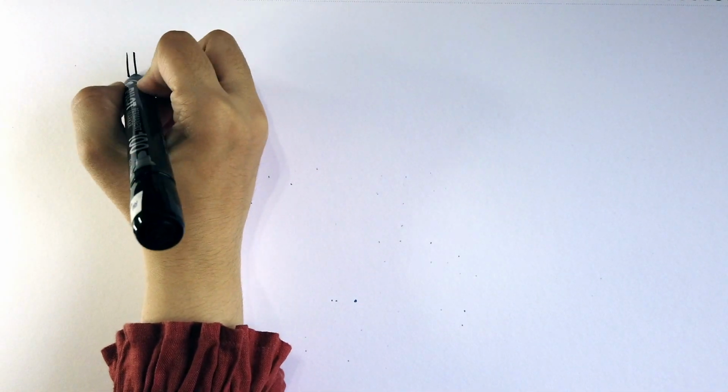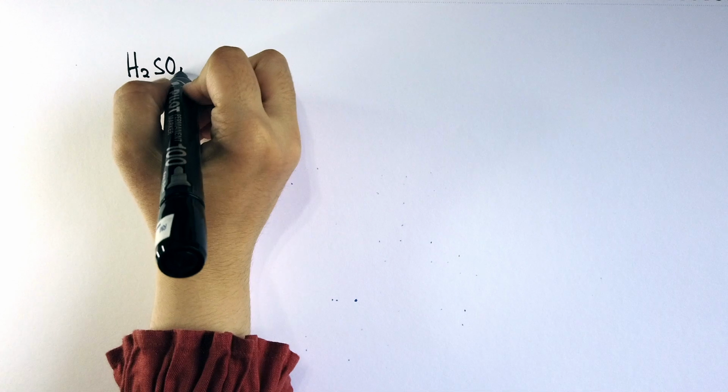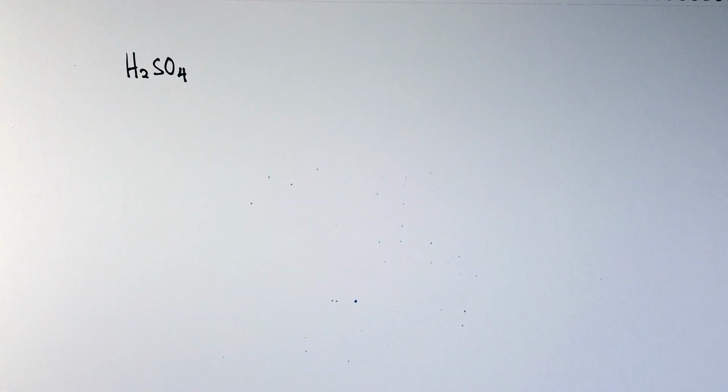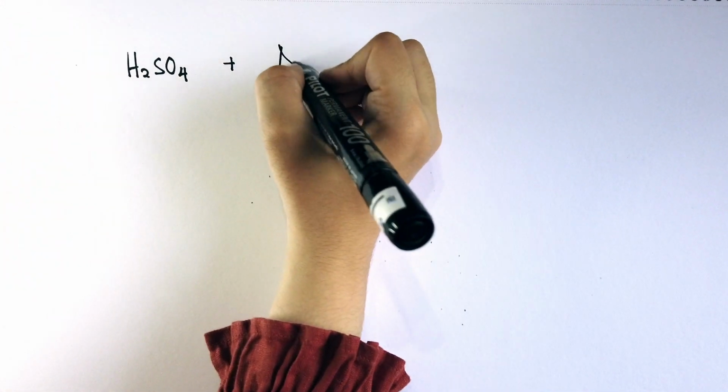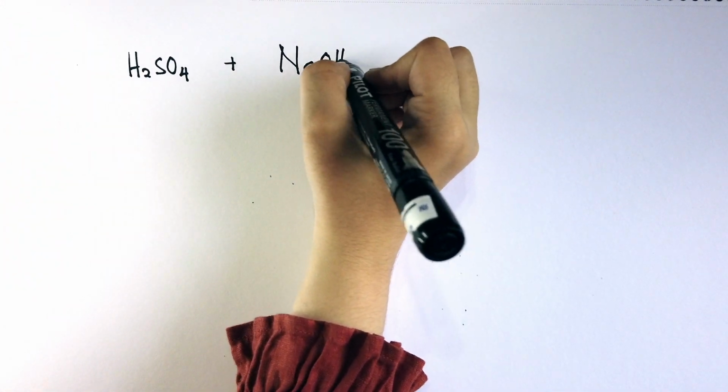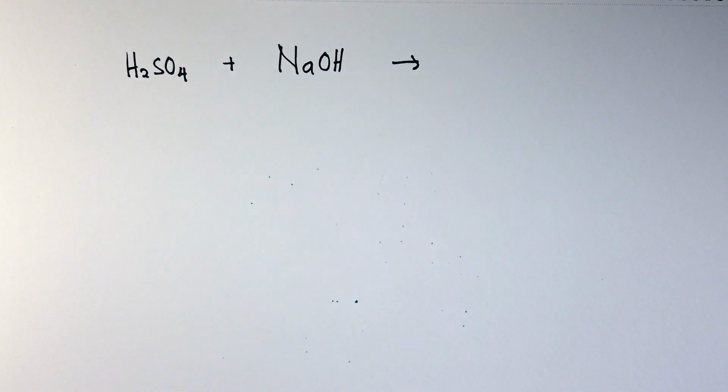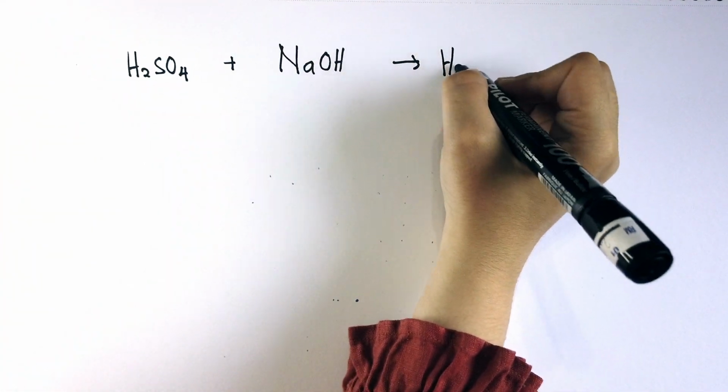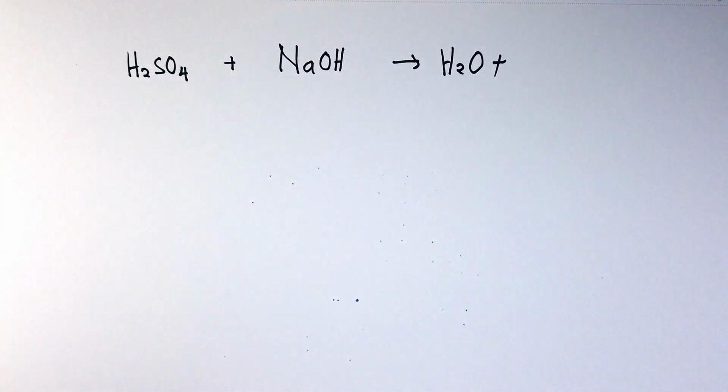So the first thing that you need to do is make sure that you know how to write a balanced equation. At first you will have pure sulfuric acid, H2SO4, and then you will neutralize it with sodium hydroxide, plus sodium hydroxide. So what is the product? Because it is a neutralization process, definitely you will have H2O plus. What are the other products?